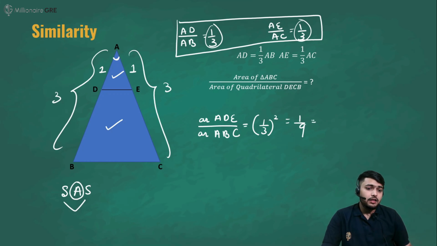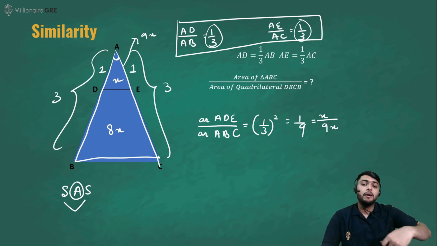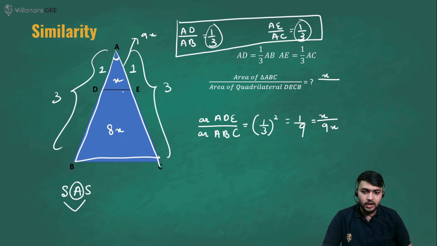So if you take the area of the smaller triangle as x, the area of the larger triangle will be 9x. So that means if this is x, this entire thing is 9x. So if the whole thing is 9x and this is x, this must be 8x because x plus 8x must equal 9x. So that gives you that the area of triangle ADE is x, and the area of quadrilateral DECB is 8x. Hence the ratio is 1 upon 8 and that is our answer.